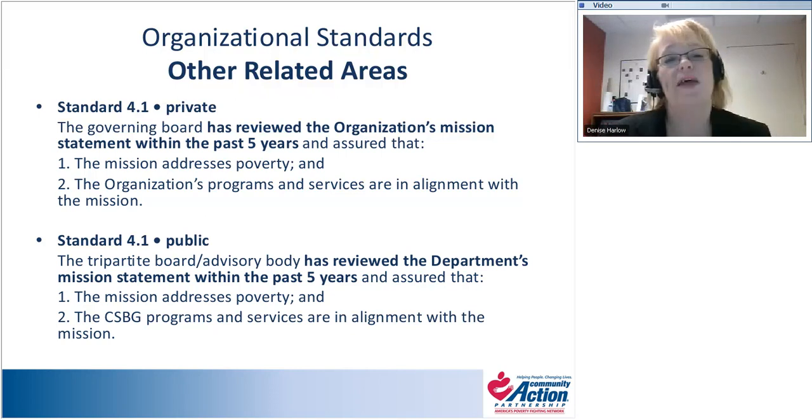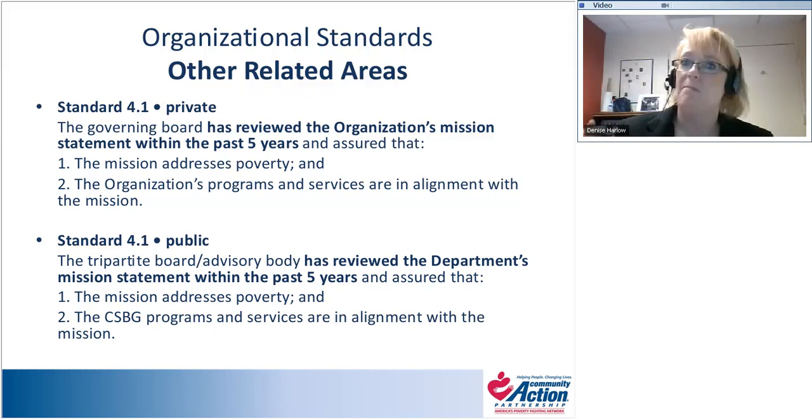And make sure that that mission addresses poverty and that your programs and services are currently in alignment with your mission. Nobody wants to review a mission statement for days on end. This calls for us just to reflect on our mission, make sure it's still vibrant and appropriate to our organization. Many CAP agency missions are broad enough to encompass a lot of activities, which is critical because we do a lot of different things. But it's critical that you're making sure that it's still fresh for your organization.